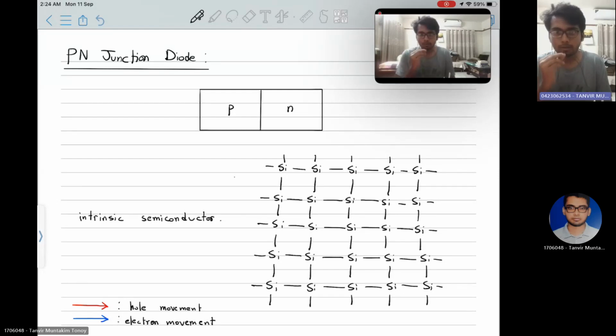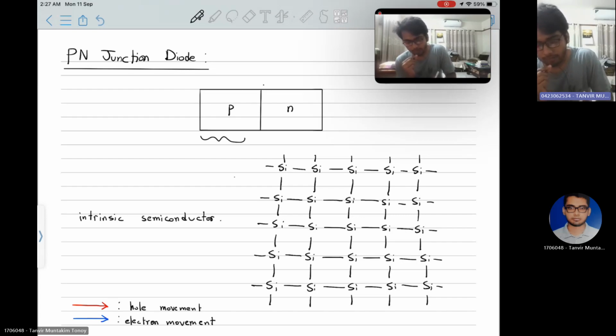Hello everyone. Today we'll be studying the PN Junction Diode, one of the most basic nonlinear circuit components in electronics. The PN Junction Diode is formed by doping one region with acceptor atoms and forming a p-type semiconductor, and doping another region with donor atoms and forming an n-type semiconductor.